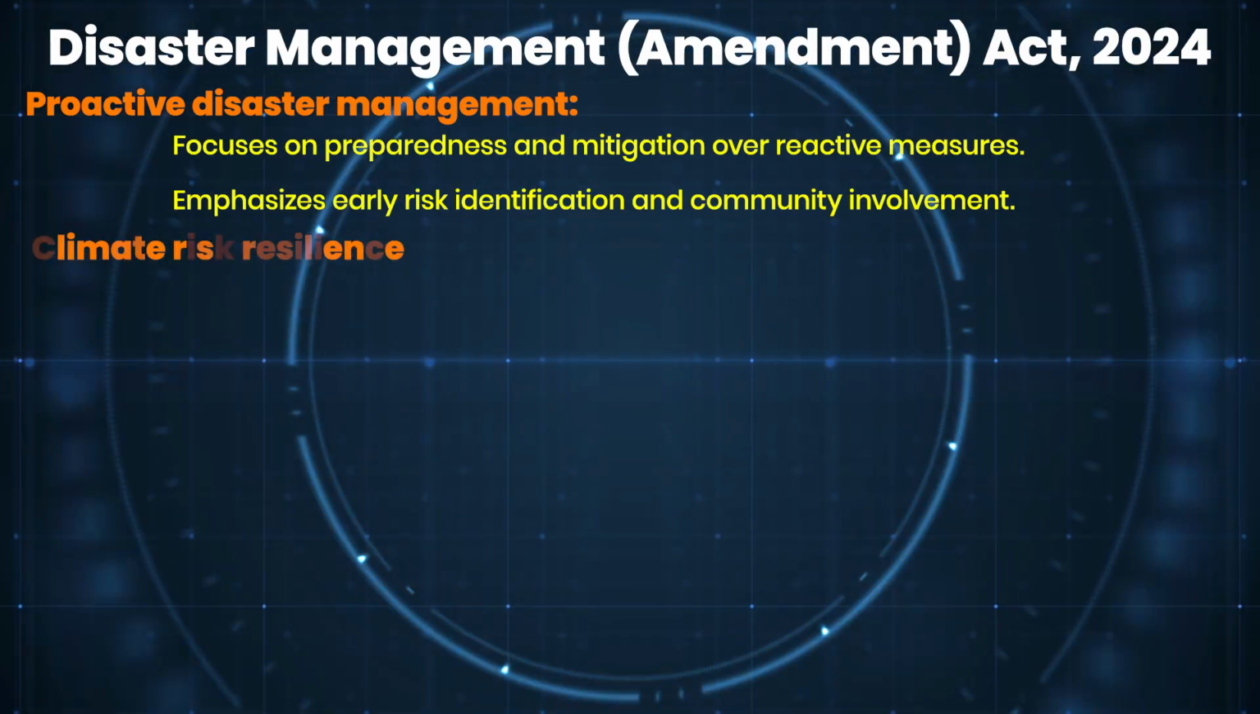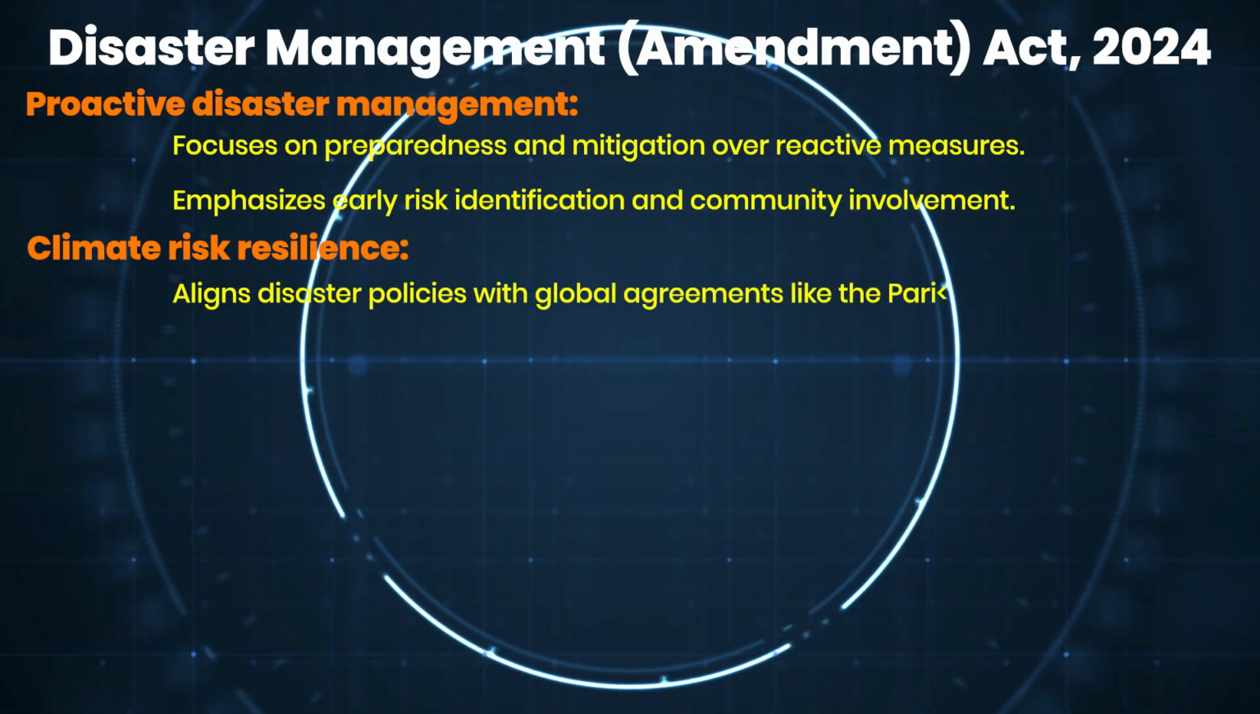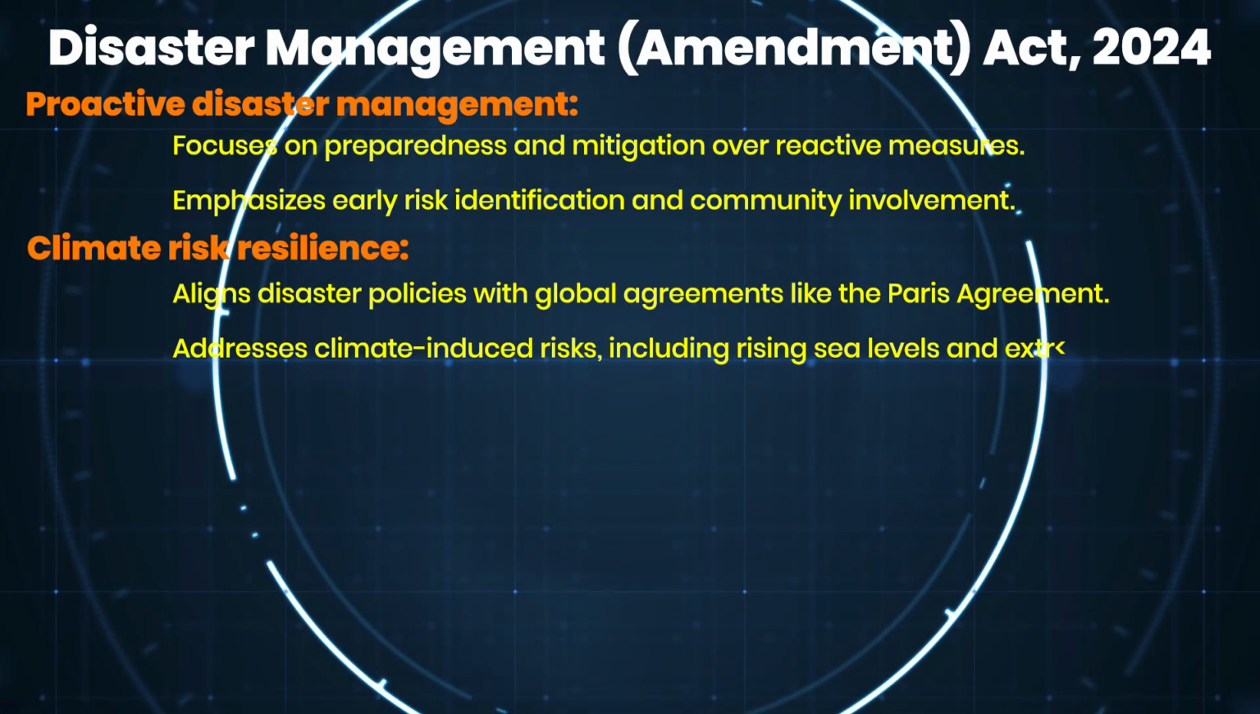Next focus is climate risk resilience. It aligns disaster policies with global agreements like the Paris Agreement, and addresses climate-induced risks including rising sea levels and extreme weather. And third is the use of advanced technology for prediction and response. It promotes AI, GIS and satellite imagery for accurate hazard prediction and efficient response.